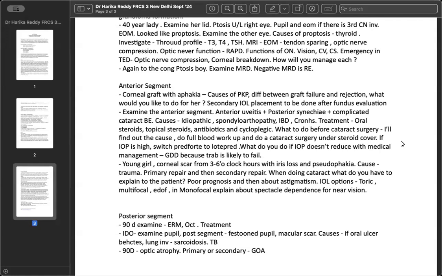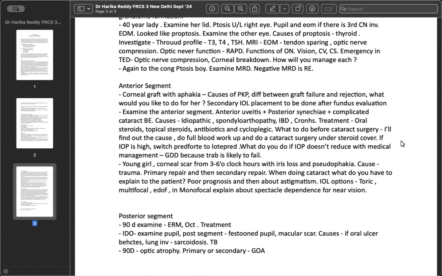Then they asked me how would you manage this. So basically, in any trauma case, you do a primary repair. That is, whatever globe is open, you repair that. And then you think about vision, and then you think about cosmetic appearance. So the secondary repair was to think about the scar. You can either do a talc, or then you think about IOL.